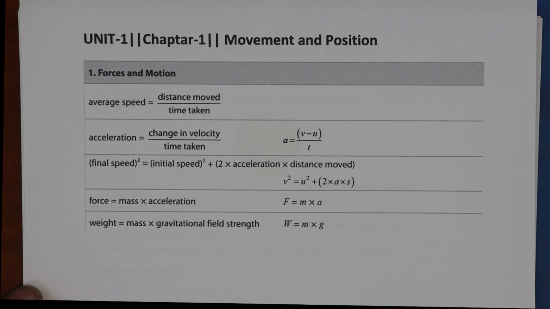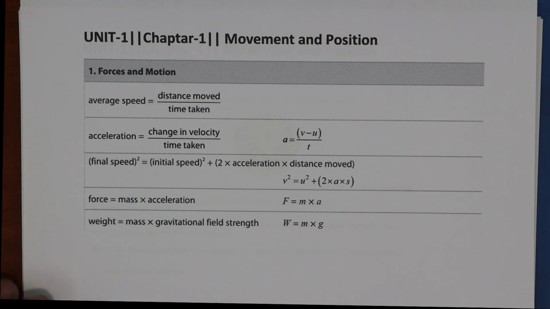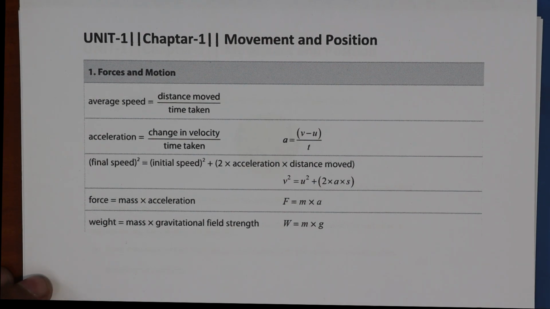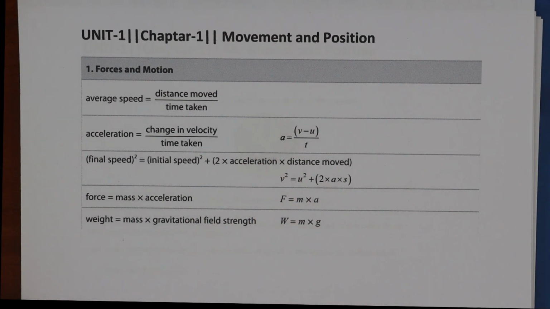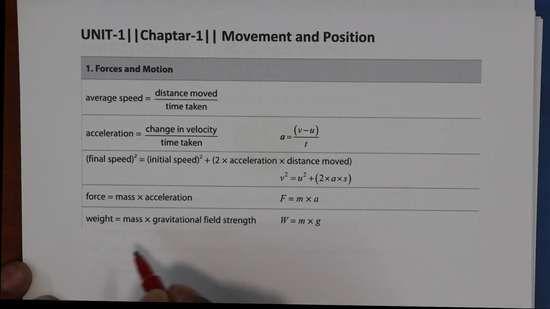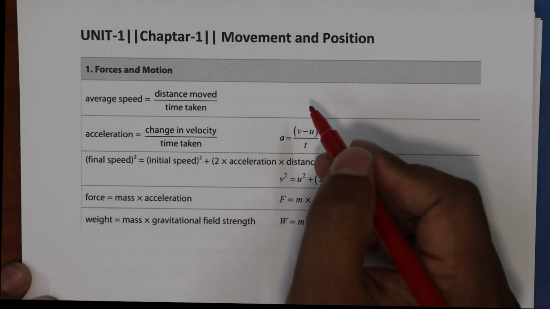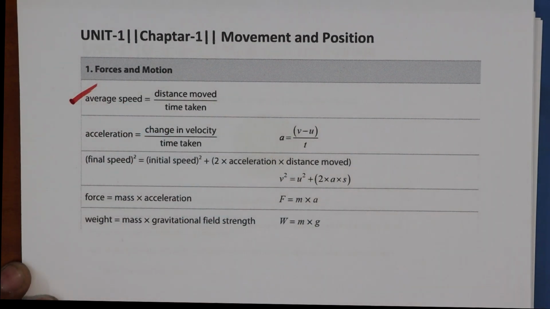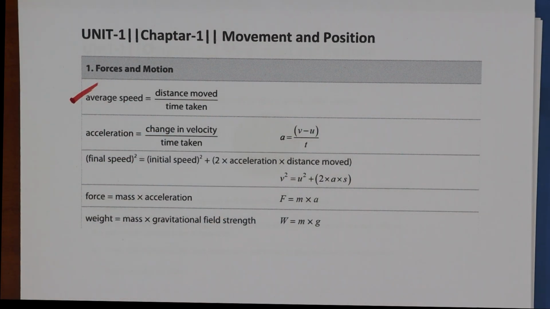In the chapter we need some formulas. Average speed equals distance moved divided by time taken. So remember, average speed equals total distance divided by total time.